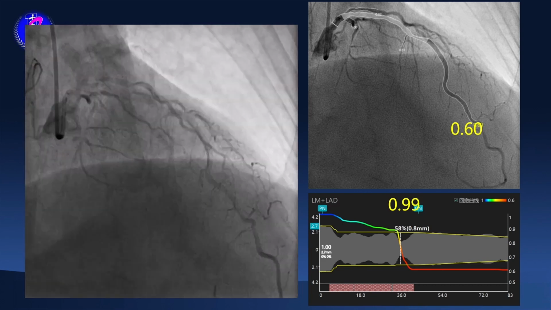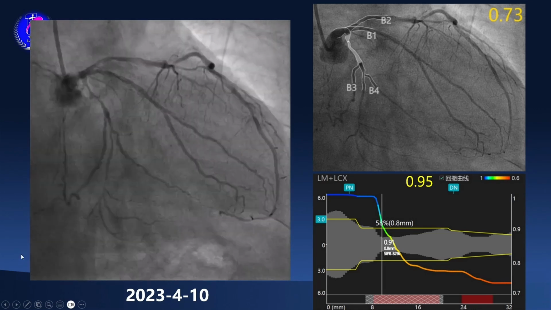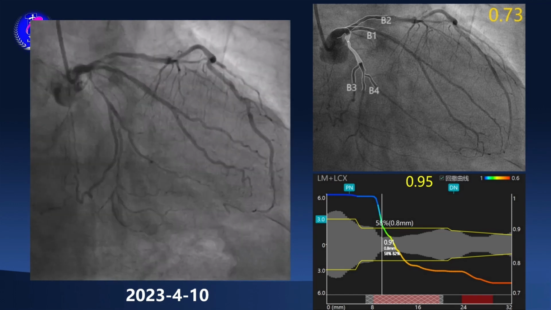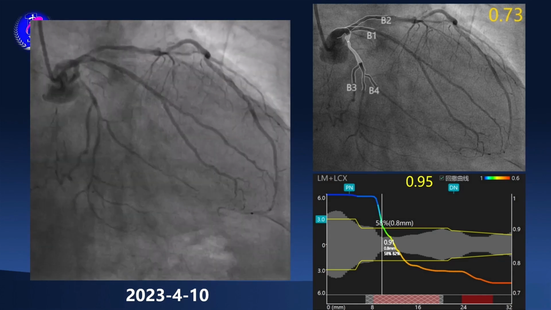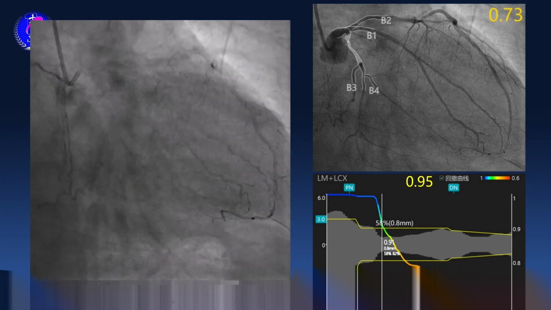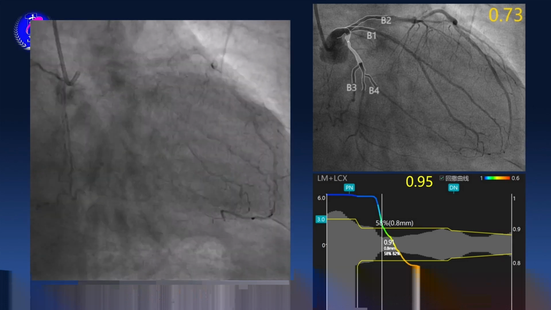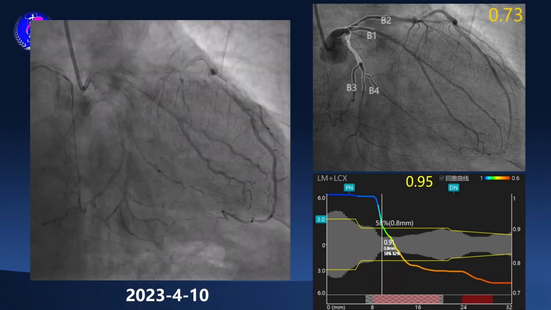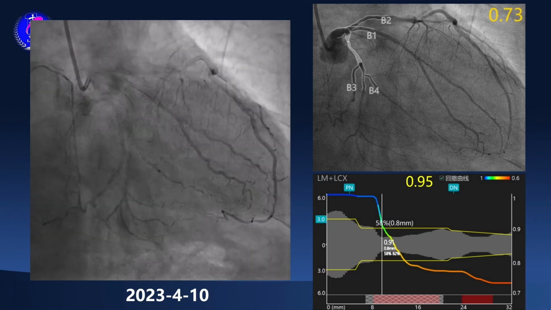Okay, previous one. Let's see the circ again. Okay. We can see that the circ really is a diffuse disease, but the most functional lesion should be the proximal one. Yes. And the QFR of the circ is 0.73. And theoretically, if we implant a stent in the proximal portion of the circ, the residual QFR should be 0.95.